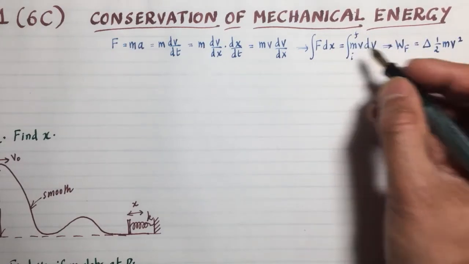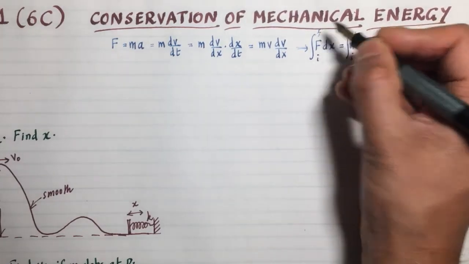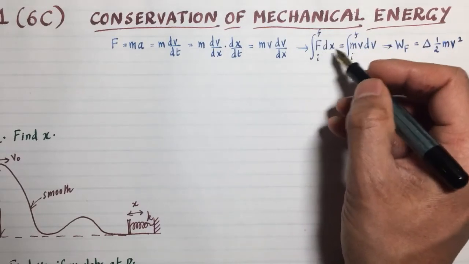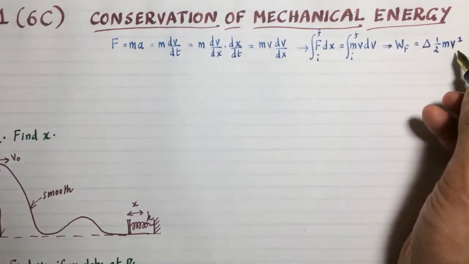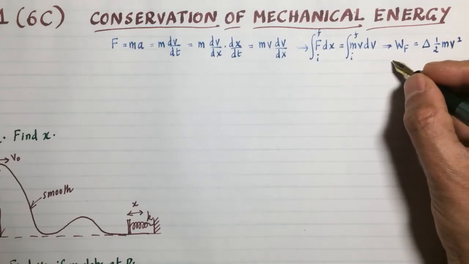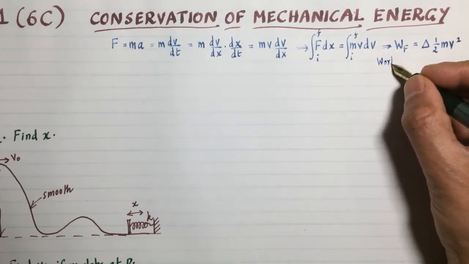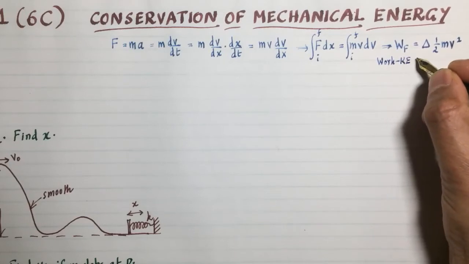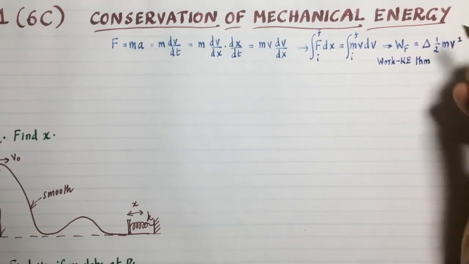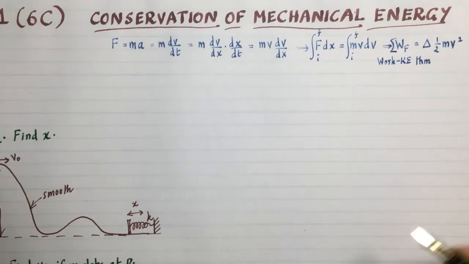So the work done by the force, which is given as the integral from initial to final F dx, is equal to the change in the kinetic energy. This is sometimes called the work kinetic energy theorem. And it's a very important fact. In general, it can be generalized by summing over all the possible forces acting on a particle of mass m.